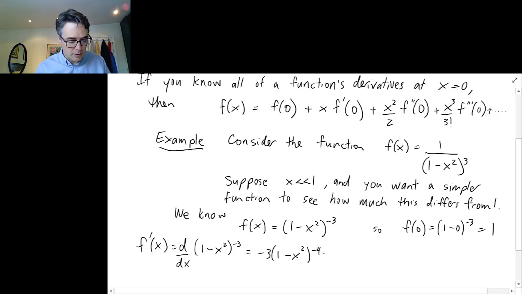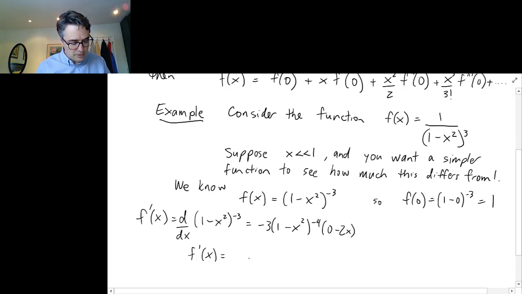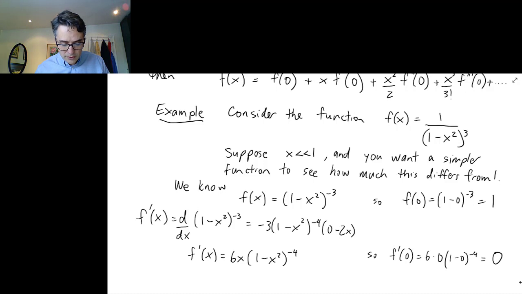You subtract 1 from the exponent. Then you multiply by the derivative of what's inside. So that's going to be derivative of 1 is 0. Derivative of minus x squared is negative 2x. So just simplifying that, negative 2x times negative 3 is plus 6x times (1 minus x squared) to the minus 4. That's the first derivative of f. If you evaluate that at 0, then the first derivative of the function at 0 is 0. The x is 0, so 6 times 0 times (1 minus 0) to the minus 4 is just 0.